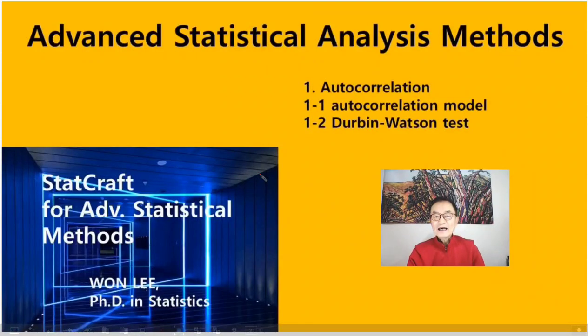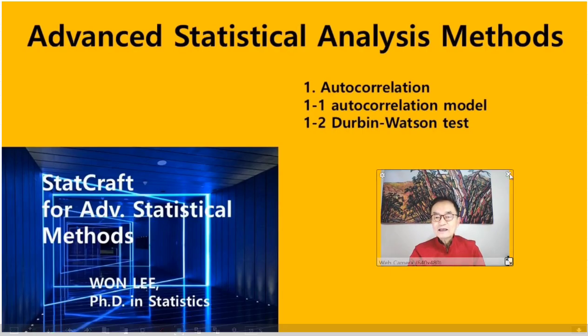Hi everyone. I have introduced the autocorrelation model. Autocorrelation exists when error terms are correlated. If you have a data set where autocorrelation exists, then the ordinary regression model, in other words the least squares method, does not work for that kind of data set. So today, I'd like to introduce the Durbin-Watson test, which is how to detect autocorrelation in your data set.